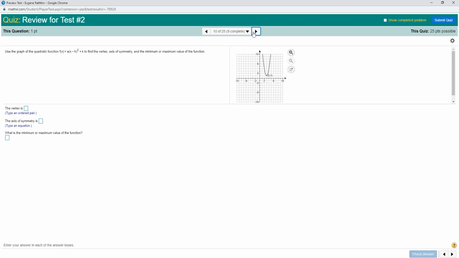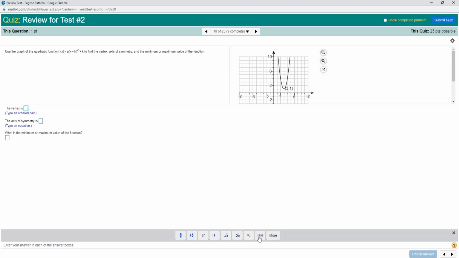All right, so this one, all you had to do was notice this little point right here for everything you need. So I'm going to zoom that in just a little bit so I can see that. And that looks like, what, a 3, 1. So the vertex is actually that point they're giving us, which will be the 3, 1. So put in a 3 and then a 1. And notice it said type an ordered pair.